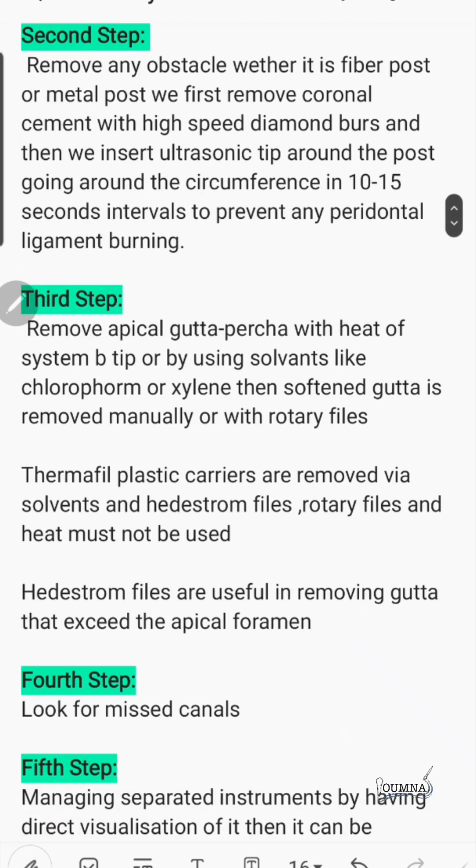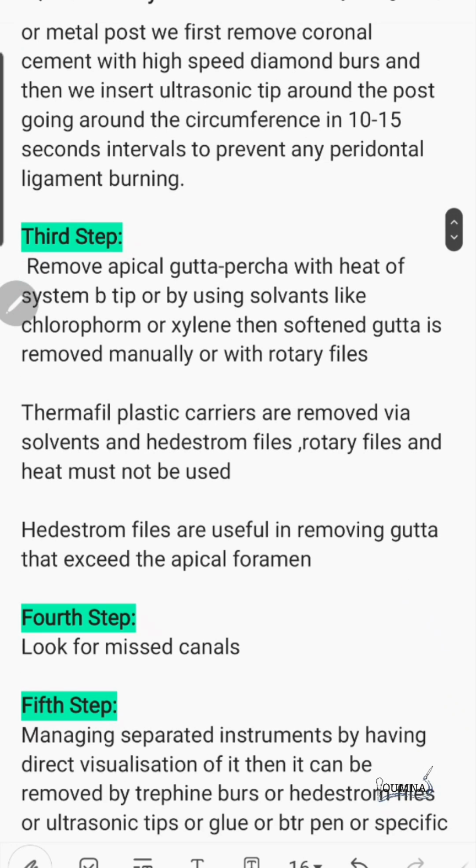The second step is to remove any obstacle, whether it is a fiber post or metal post. We first remove coronal cement with high-speed diamond burrs, and then we insert an ultrasonic tip around the post, going around the circumference in 10 to 15 second intervals to prevent any periodontal ligament burning.